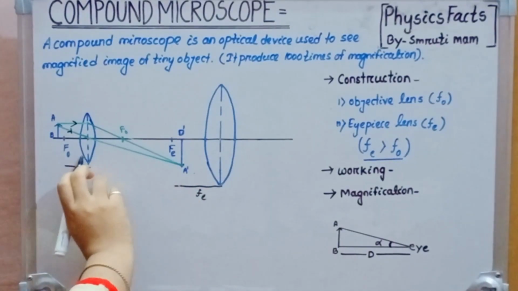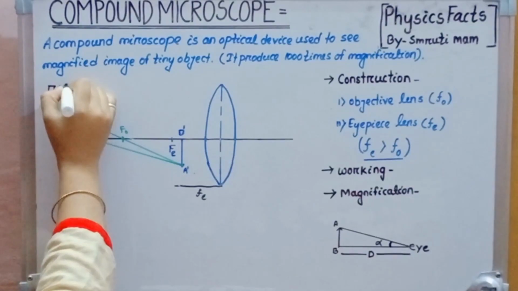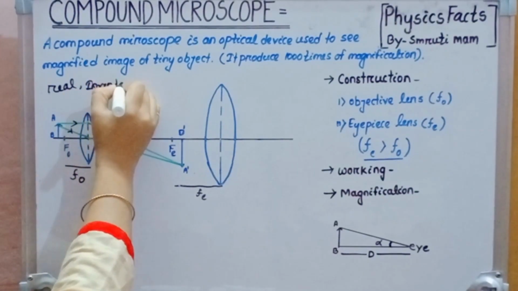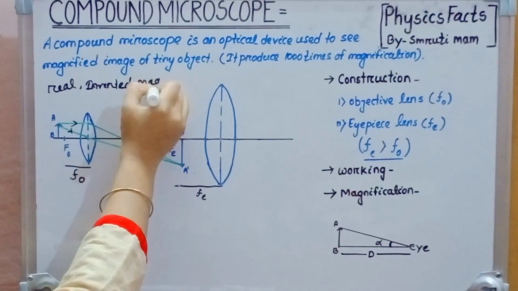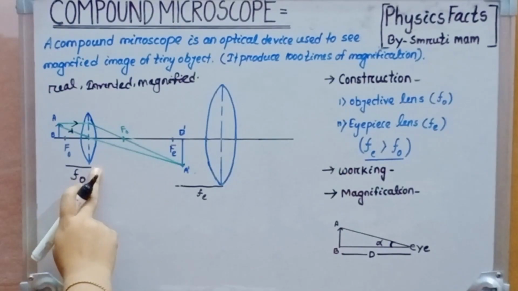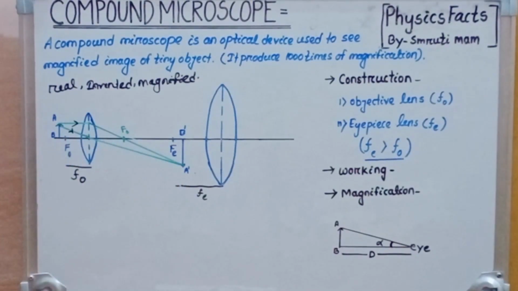Due to the objective lens, the image is real, inverted, and magnified. Okay? Due to the objective lens, we get an image that is real, inverted, and magnified.